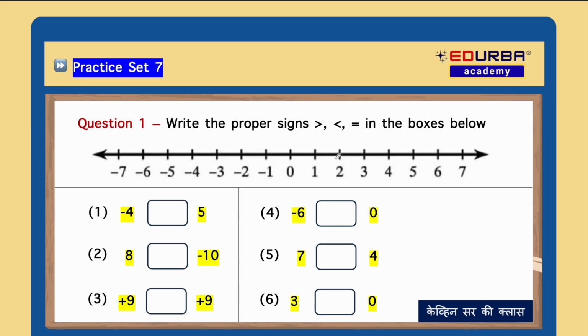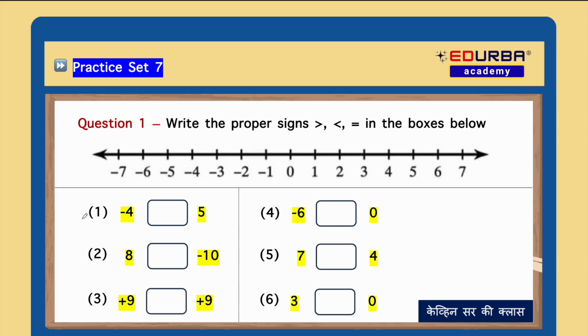Now with this, let's solve practice set number 7 in your textbook. So here again I have shown the number line for your reference. Now you should be able to imagine it. Instead of looking at the number line, you should be able to imagine where the numbers are, and then you should be able to compare them.